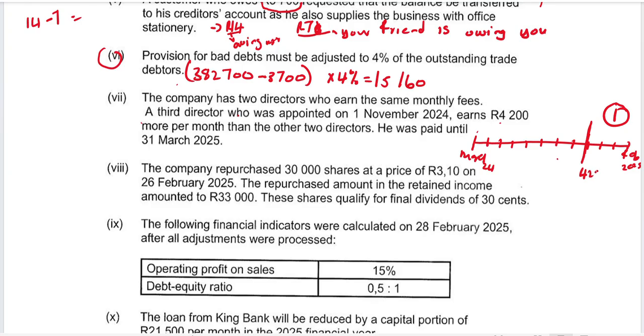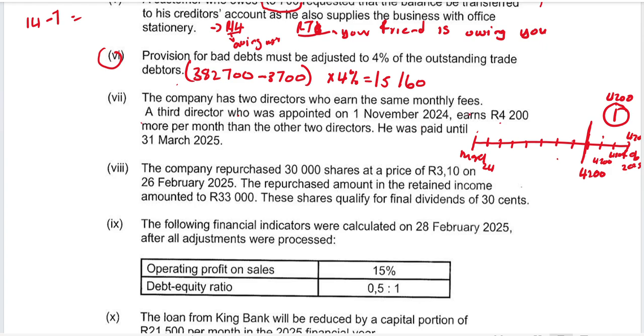Here we have 4,200, which is more than the other one. We also have 4,200 more, that is receiving. We also have 4,200 more, that is receiving. So here we come. Do you get me?